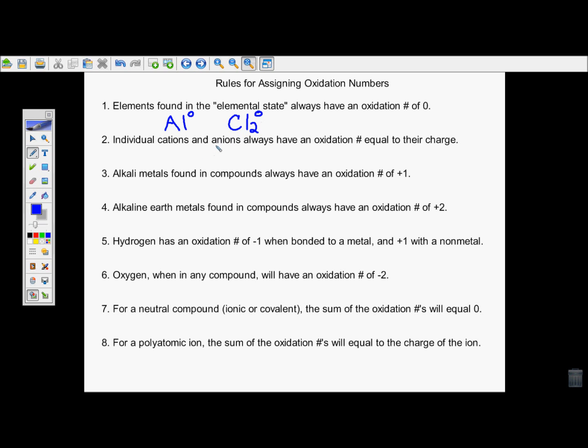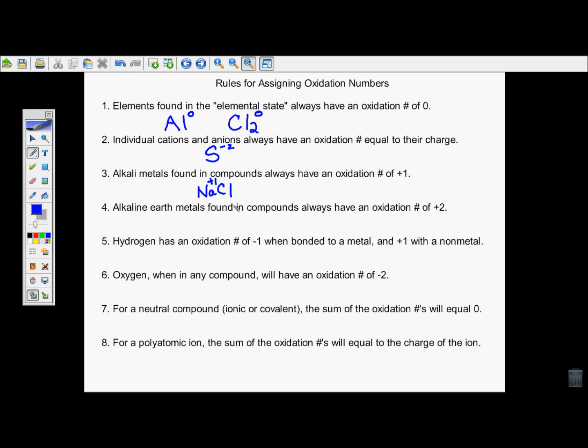The next rule states that individual positive cations and negative anions always have an oxidation number equal to their charge. So if you have a sulfide ion, for instance, sulfide's charge is -2, and so its oxidation number is -2. Rule number 3 states that alkali metals found in compounds always have an oxidation number of +1. So if you have a compound like sodium chloride, your alkali metal is sodium, and so it will have an oxidation number of +1.